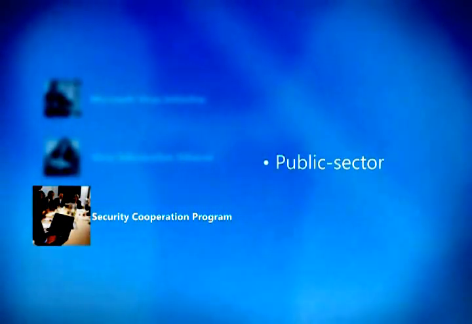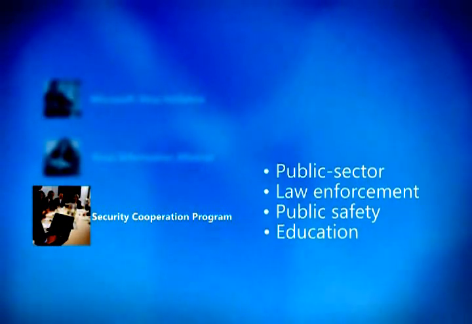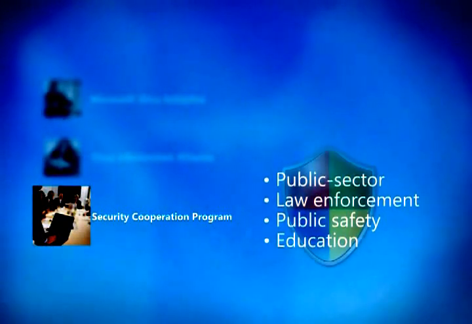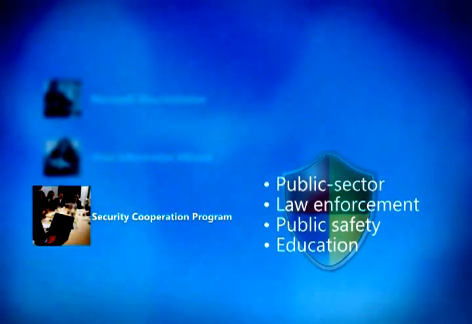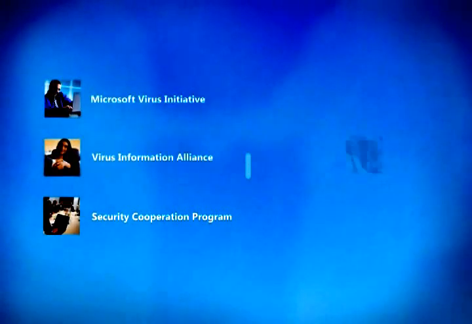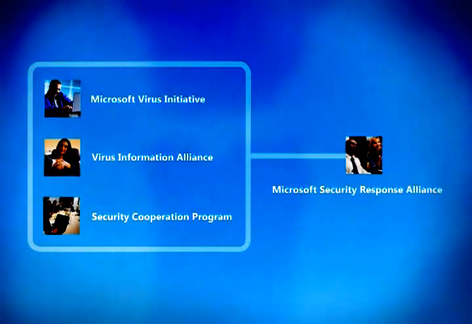The SCP provides a framework for information exchange and collaboration with organizations responsible for public sector IT infrastructure, law enforcement, public safety, and education. As a security partner, Microsoft helps public sector entities address threats to information security, economic strength, and public safety efficiently and effectively. These and other programs are organized in a broad alliance called the Microsoft Security Response Alliance, or MSRA.